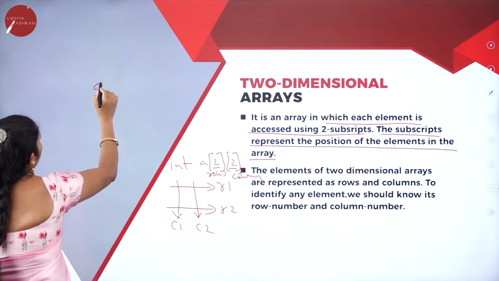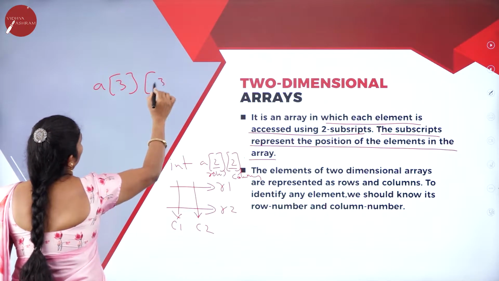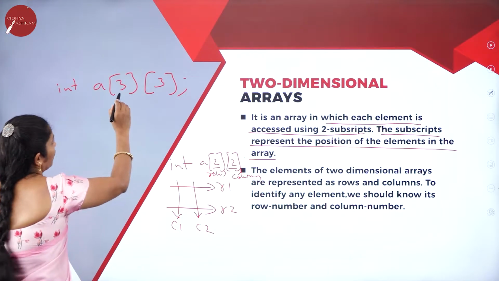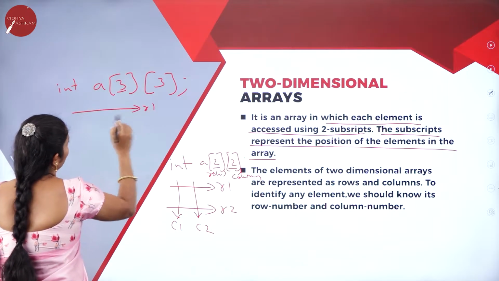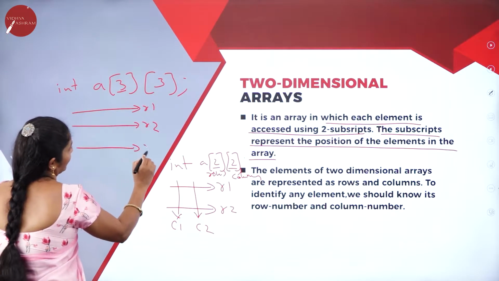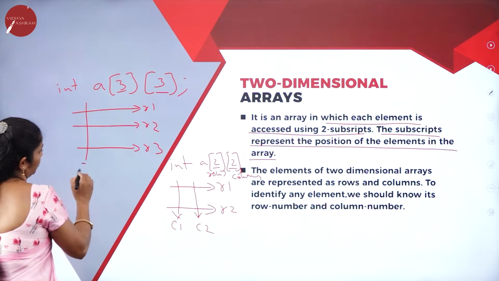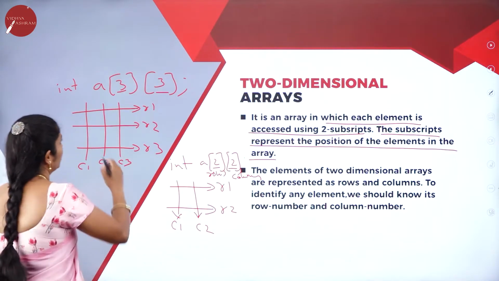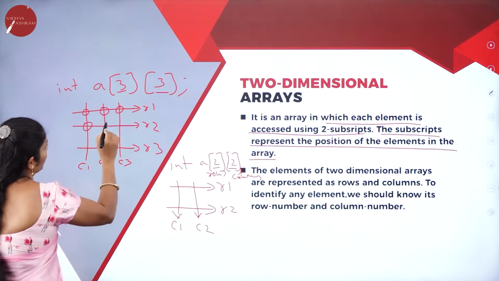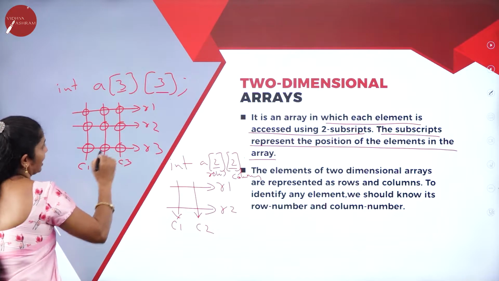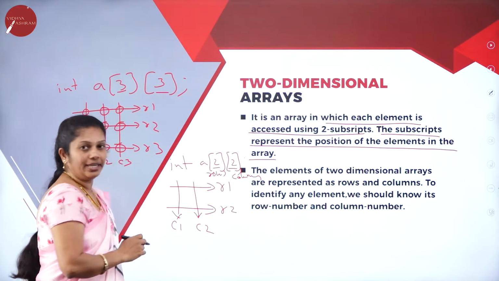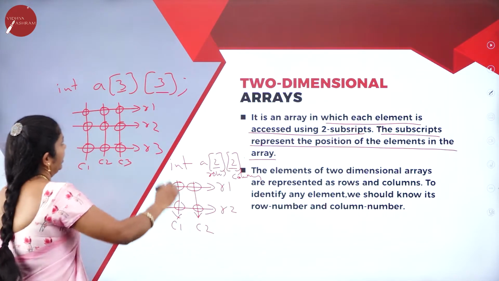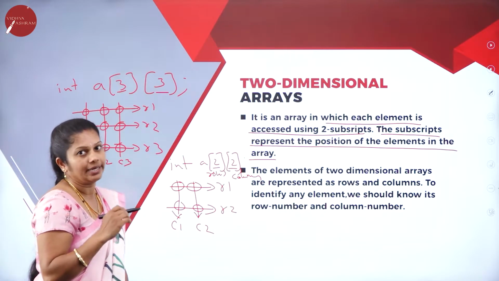For example, if you have a[3][3], and I give it the integer data type, then how many elements can it store? If you observe here, 3 rows are there, R1, R2 as well as R3. When we come to columns, 3 columns, column 1, column 2 as well as column 3. Then how many elements can it store? Here 1, 2, 3, 4, 5, 6, 7, 8, 9 elements it can store. Whereas int a[2][2] can store a total of 4 elements, that is 2 into 2, 4. If you consider 3 by 3, that is 3 into 3, 9 elements we can store.